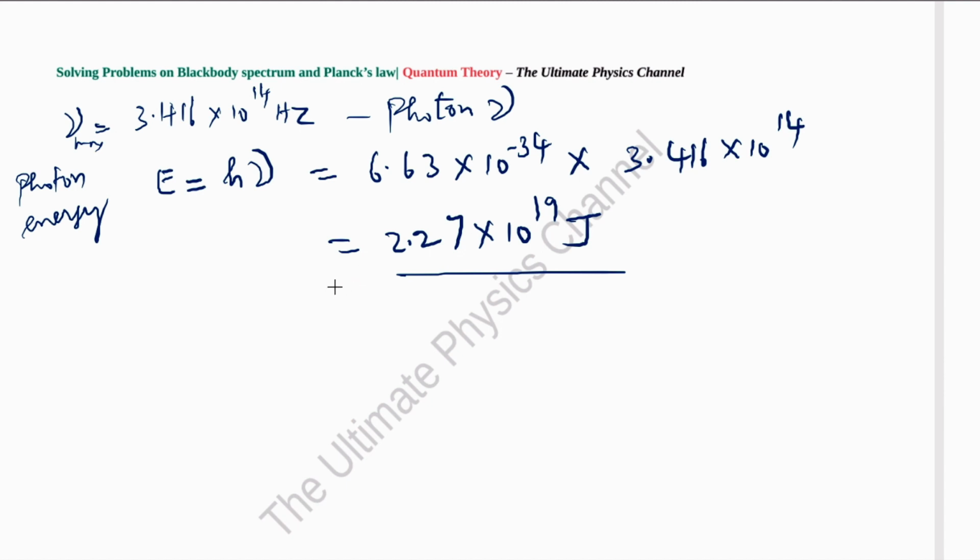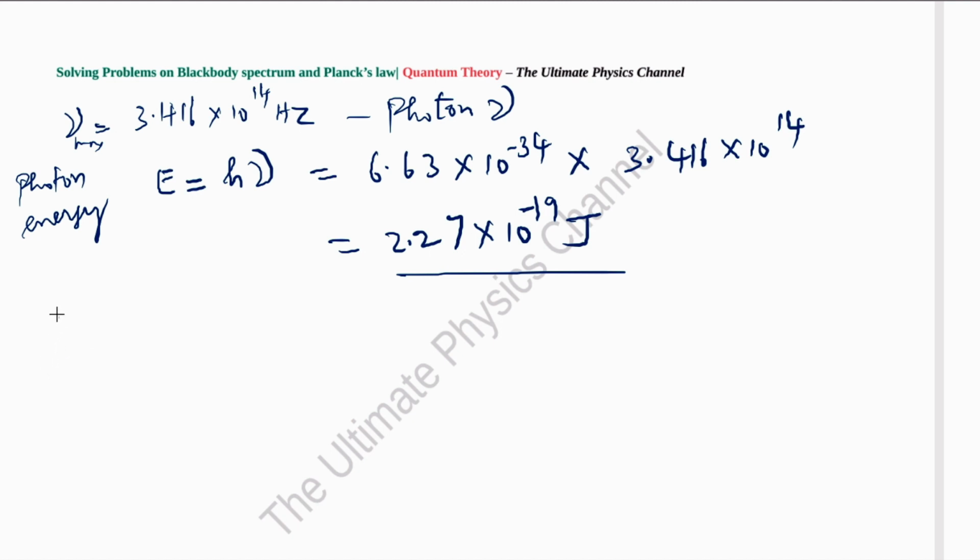Now the total energy of the bulb in terms of the power is given as 40 watt. That means the bulb is emitting about 40 joules every second. Sorry, this is minus, right? So here it's minus 40 joules.